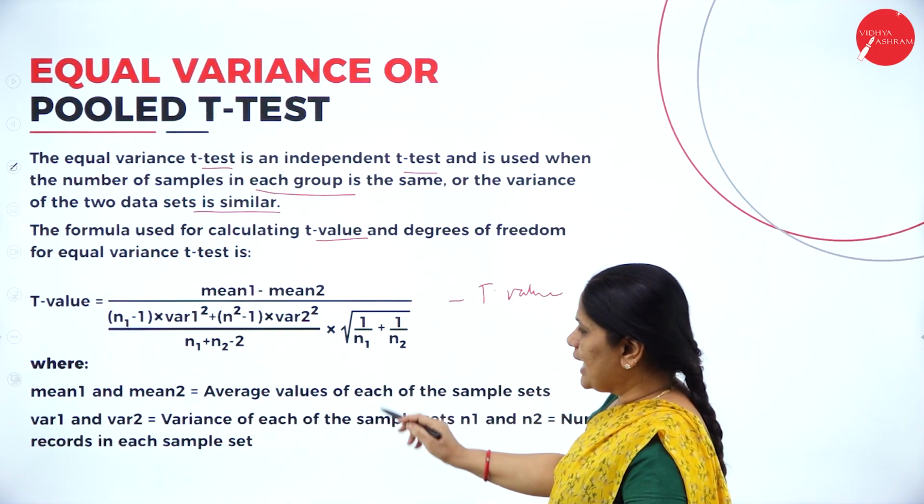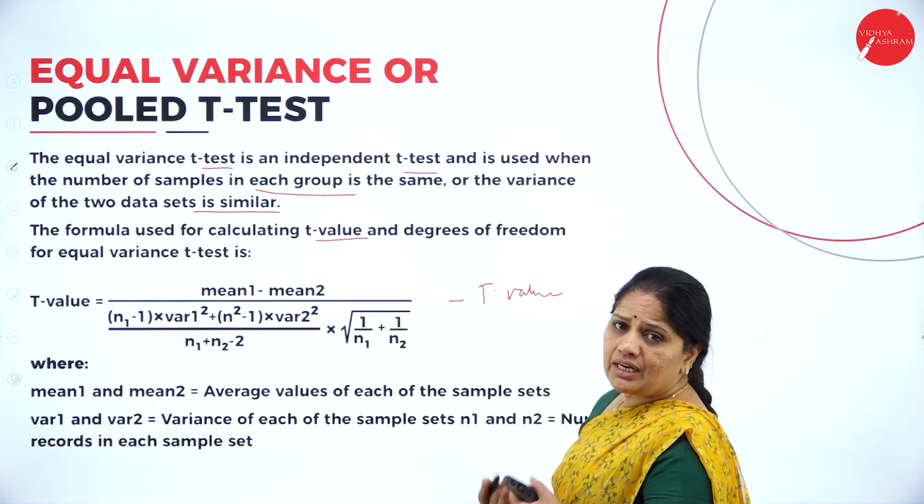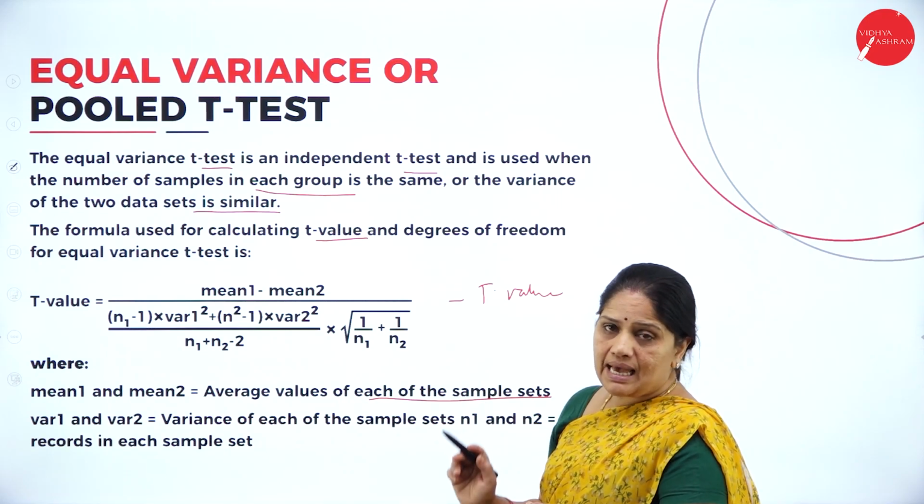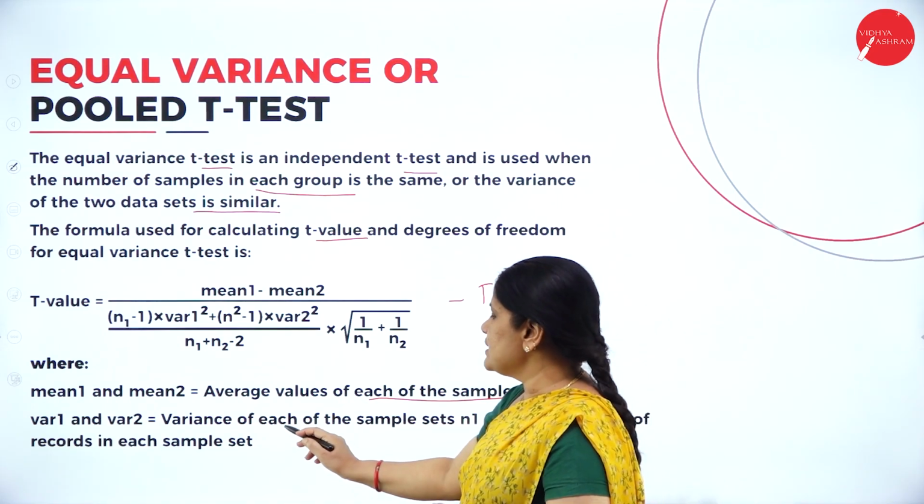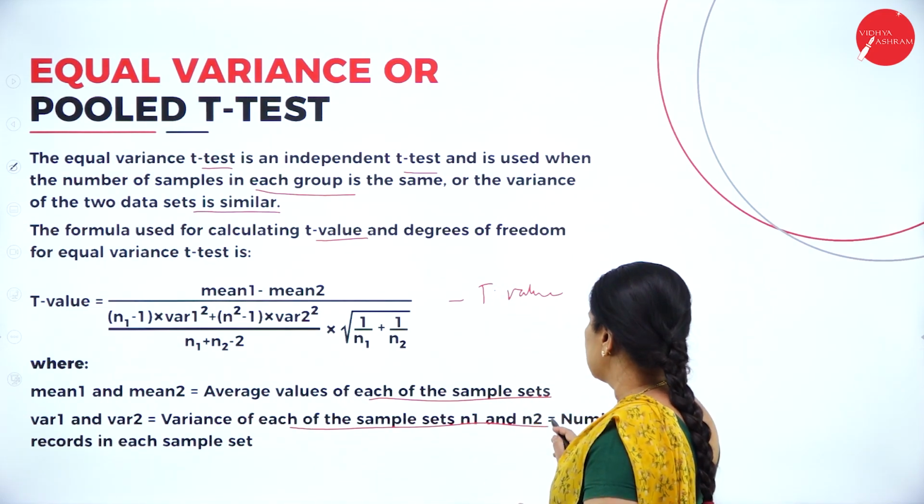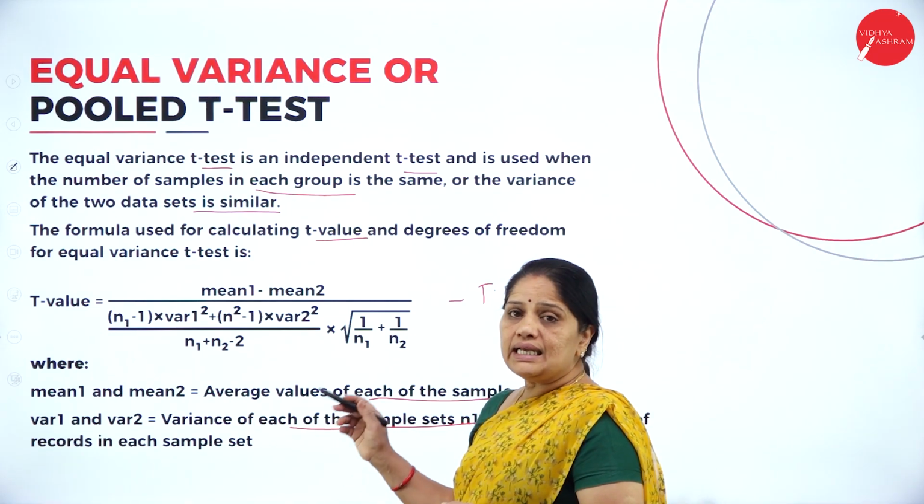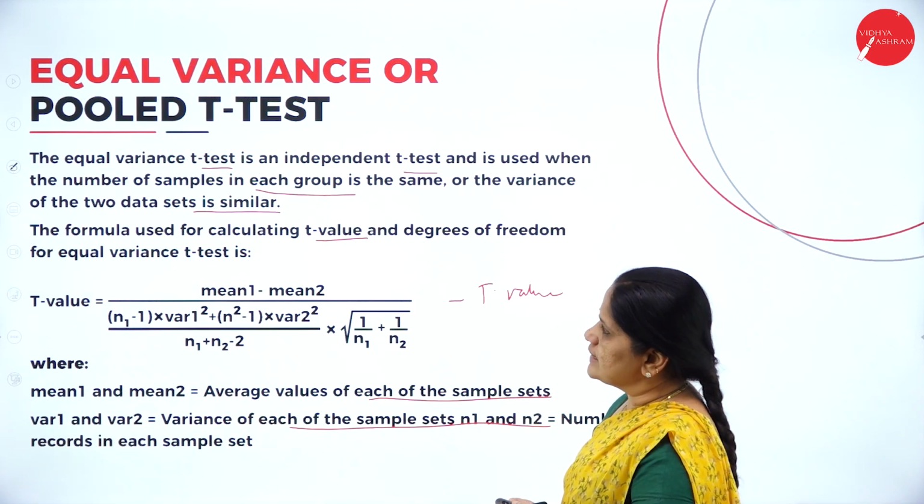What do we mean by mean 1 and mean 2? They are the average values of each of the sample sets. The variance means the variance of each of the sample sets, and n1 and n2 are the number of records in each of the sample sets.